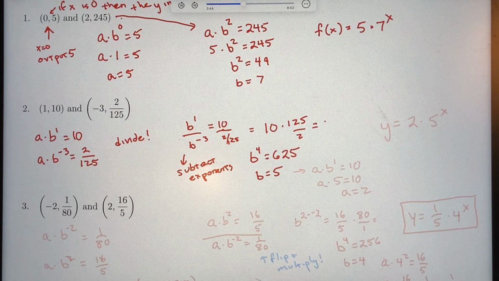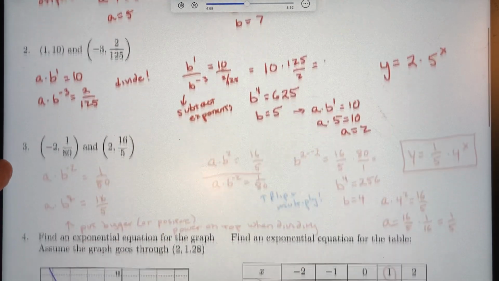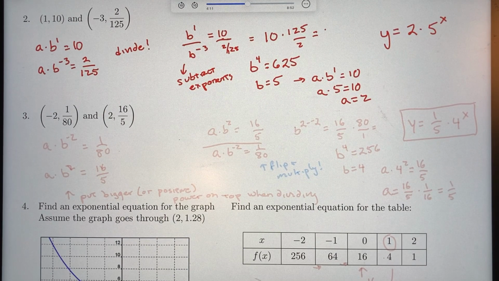So to get a, remember that a times b to the 1 is 10. So a times 5 is 10. A is 2. And again, I don't care if you write f of x equals or y equals. Let's see, a times b to the x. There we go.